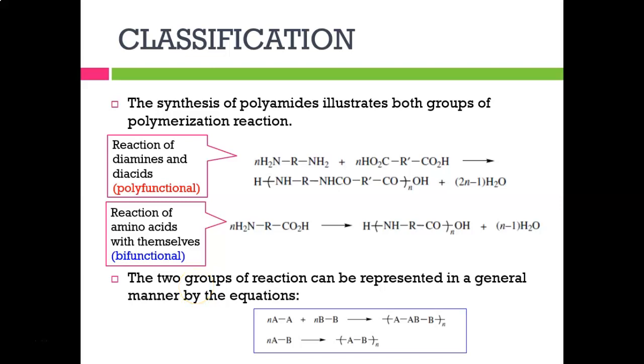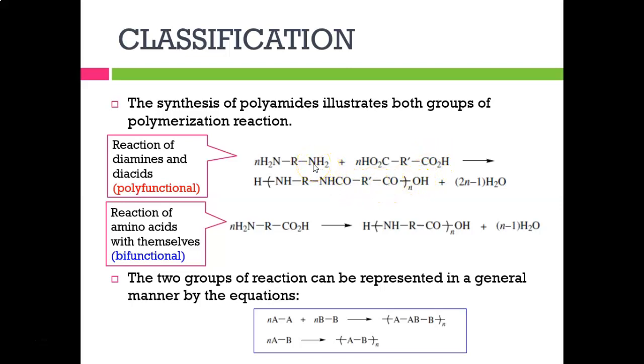Okay, guys, so we look at the example of the polyfunctional and the bifunctional. The synthesis of the polyamide illustrates both groups of the polymerization reaction. As we can see, both monomer structures have NH2 at the end of the monomer. And the second monomer involves the functional group COOH to produce a nylon.